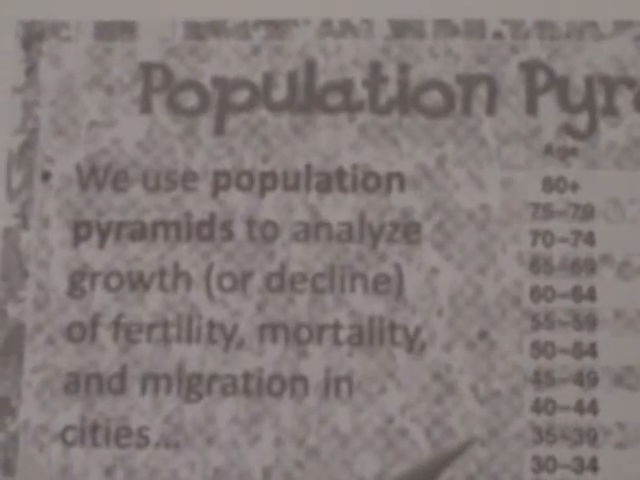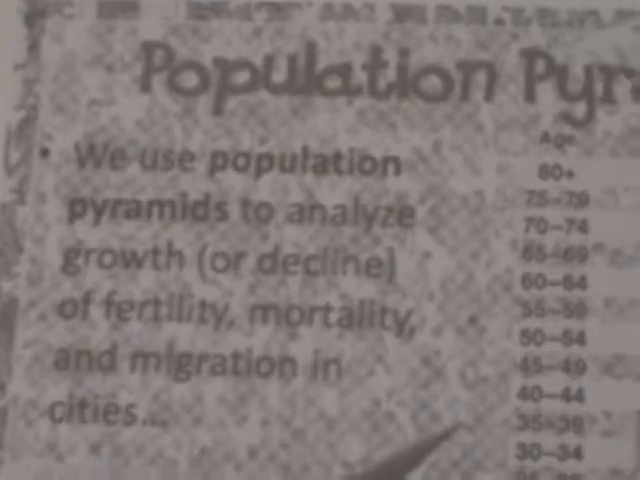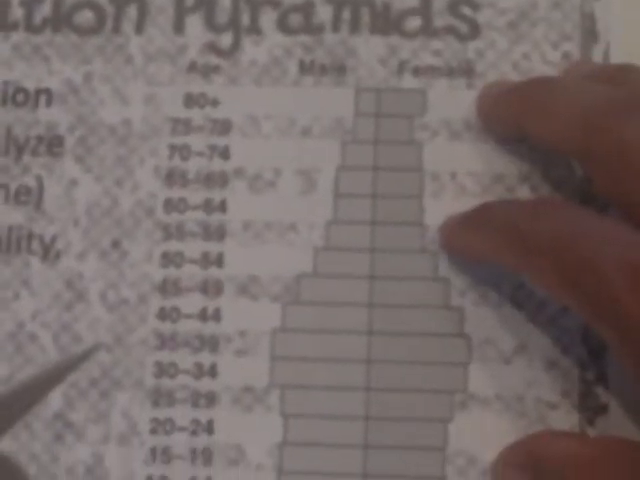We use population pyramids to analyze growth or decline of fertility, mortality, and migration in cities. There are a lot of different things you can infer from a population pyramid. You can look at it and see the life expectancy for a certain country. You can tell if it's developed or less developed.